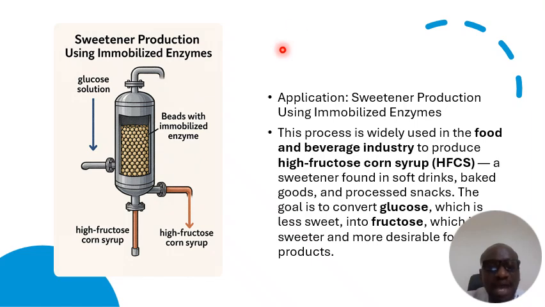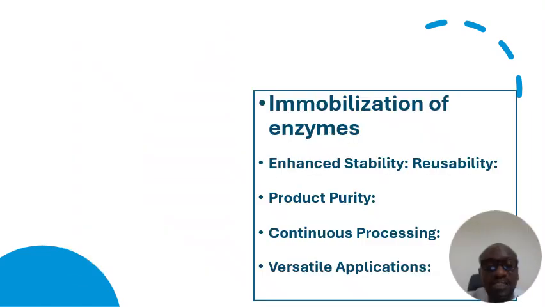So as you can see from the diagram, we have the HFCS, that is the high fructose corn syrup, being collected from the other end, and the reactor maintains the optimal condition, and then the production continues. So these are applications of the immobilization technique. There are so many applications of immobilization technique. These few are just being discussed, and I believe in your personal study you can go ahead and see more.